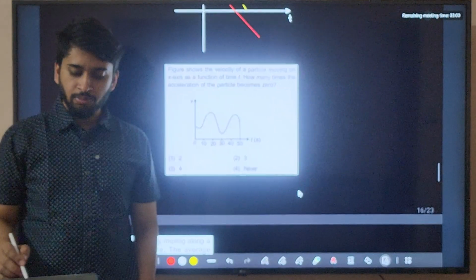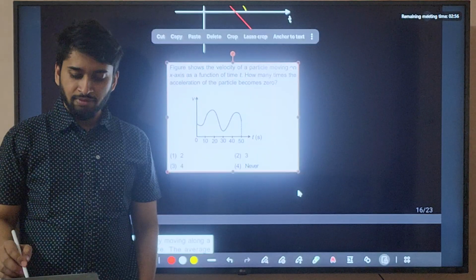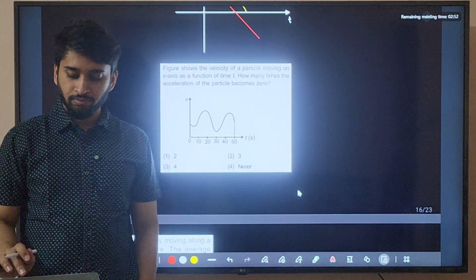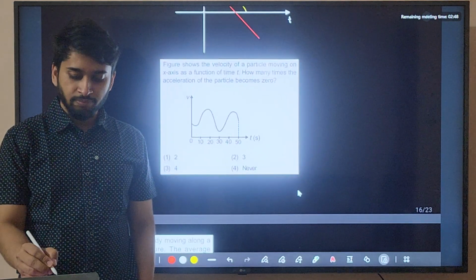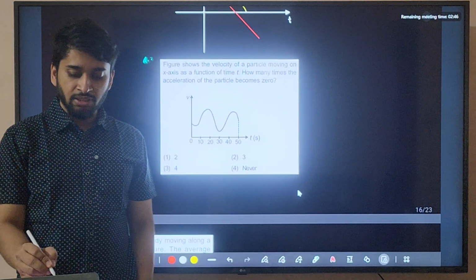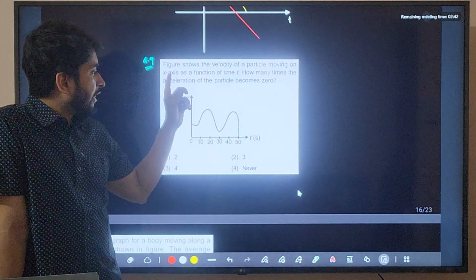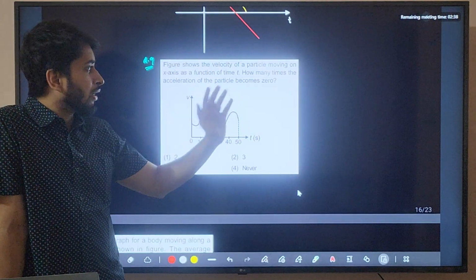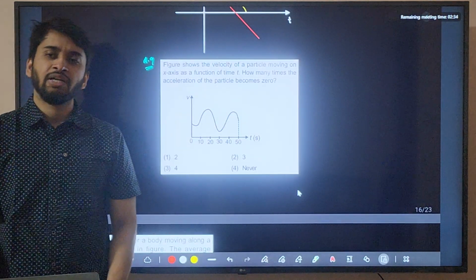So again, you should also be careful, vigilant, in fact, I would say. That's the better word. Be vigilant, be cautious while solving questions. Right, question number 9. What does the question say? The figure shows the velocity of a particle moving on the x-axis as a function of time t. How many times does the acceleration of the particle become 0? So how many times during the journey does the acceleration become 0?